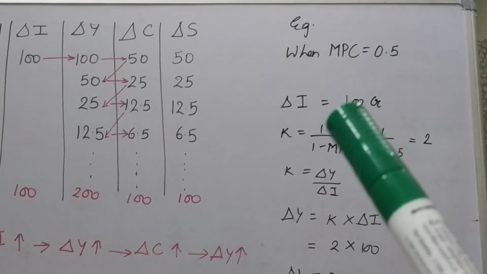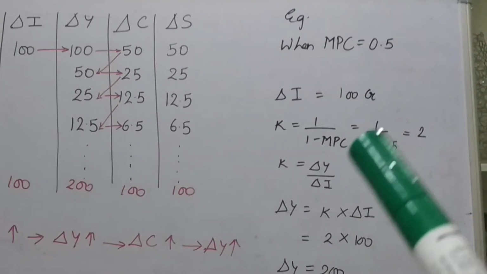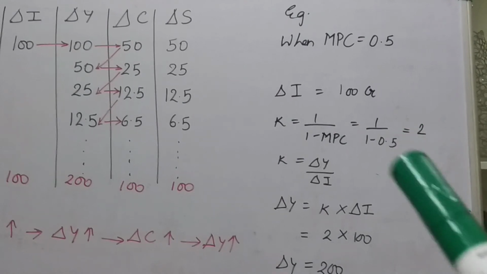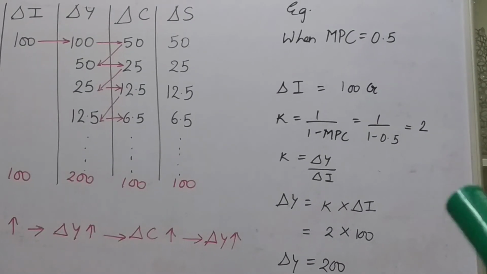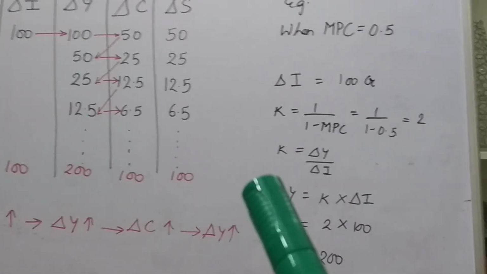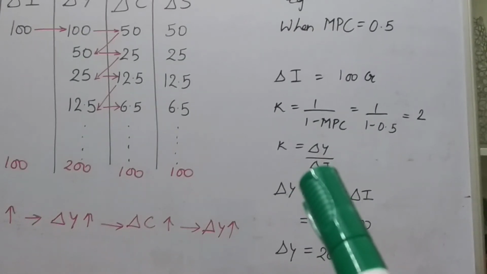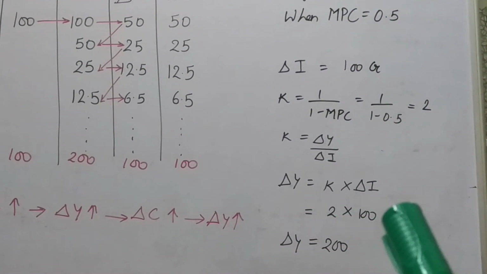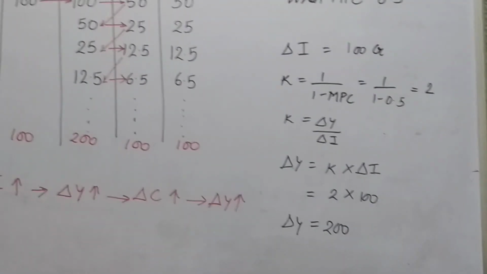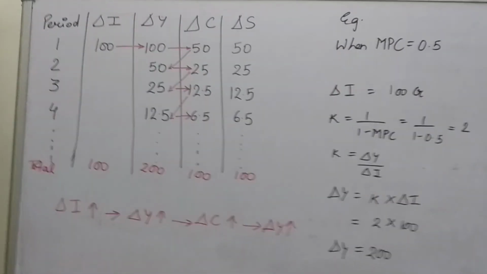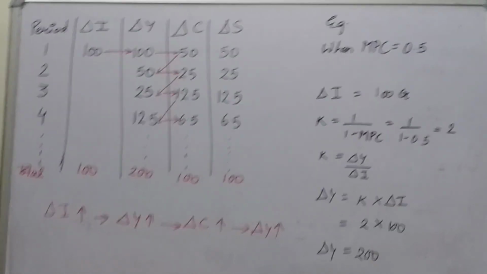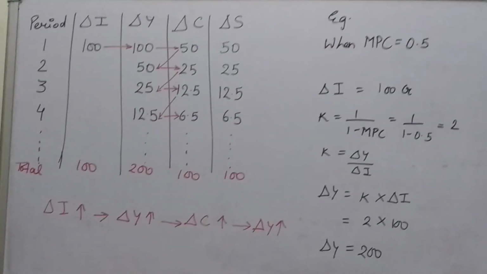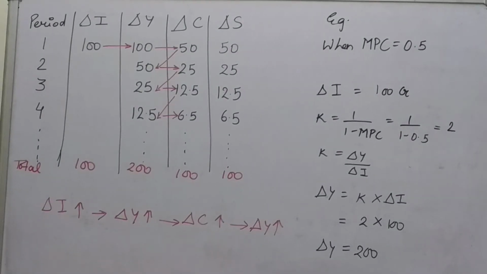So K equals 1 upon 1 minus MPC. MPC we have assumed 0.5, so multiplier value is 2. That means 2 times it is going to be multiplied. Now with the multiplier formula, we want to calculate the change in the income. So change in the income equals K into delta I. So you will get the value 200 crore rupees. So this is the numerical example of the working of the investment multiplier. Now diagrammatically we will explain you.